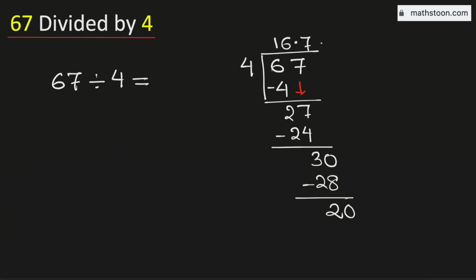And we know that 4 times 5 is 20. Subtract, we get a 0. As we have obtained the number 0, so we will stop. Therefore, 67 divided by 4 is equal to 16.75, and this is our final answer.